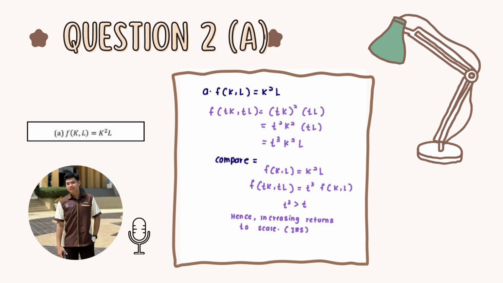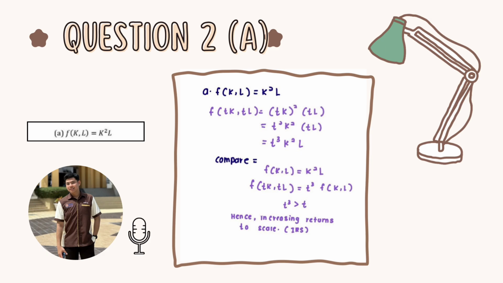After simplifying, we get t to the power of 3 k squared l. This is the same as t to the power of 3 f(k, l). Since t to the power of 3 is greater than t, the output increases more than the inputs. Therefore, question 2a shows increasing returns to scale.